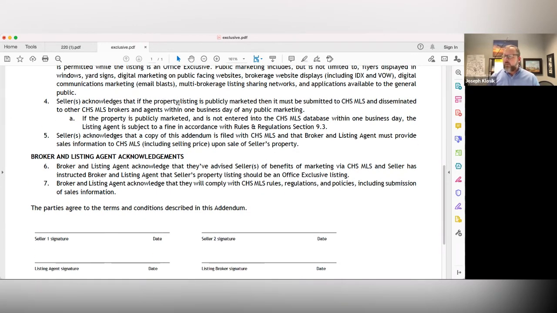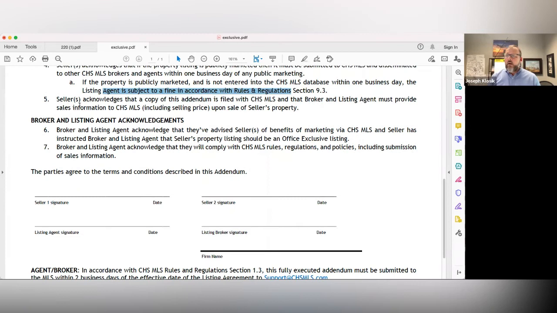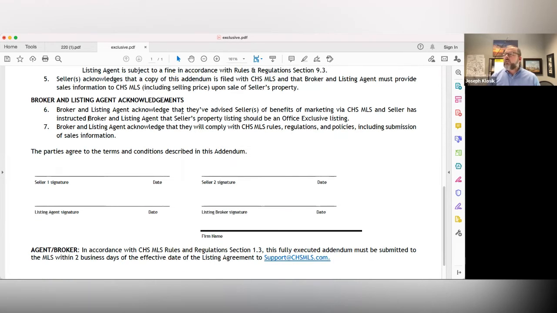Seller acknowledges that if the property is publicly marketed, then it must be submitted to the Charleston MLS and disseminated to agents within 1 business day of public marketing. If the property is publicly marketed and not entered into the MLS, the listing agent is subject to a fine in accordance with section yada, yada, yada. They also acknowledge that a copy of this addendum is filed with the MLS locally, which we'll go over here in a second. Broker and listing agent acknowledge that they've advised the sellers of the benefits of marketing on the MLS, which really doesn't pertain to our situation because 9 times out of 10, this is a temporary phase that they'll be in and then move to the full phase.